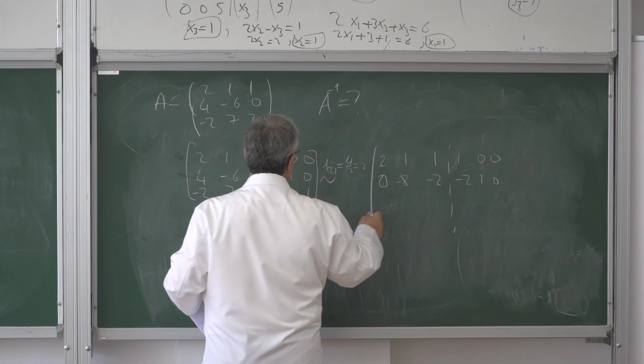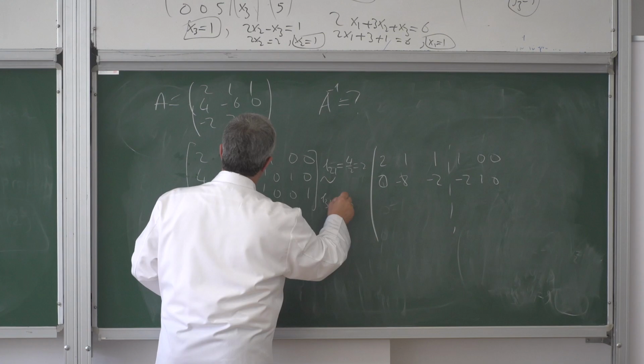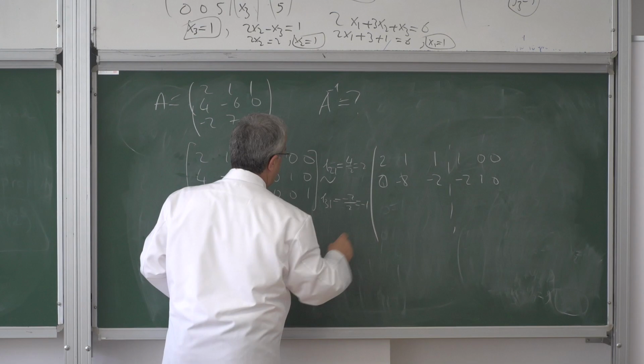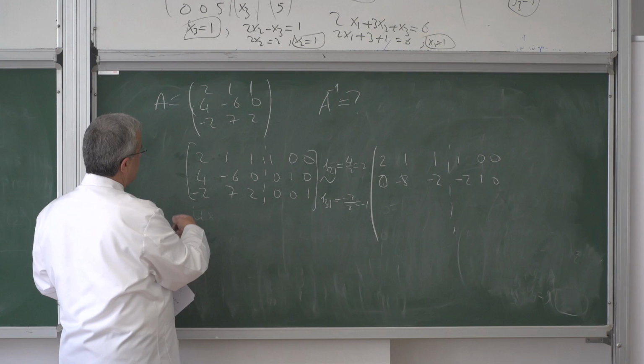How about to knock this out, L31 is this divided by that. So minus 2 divided by 2, which is minus 1. So you multiply this with minus 1 and subtract from here, okay? So you add them here.